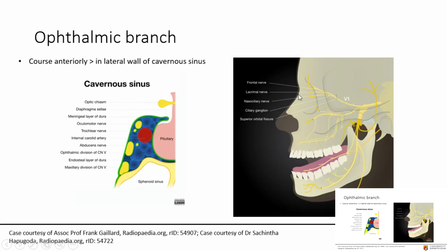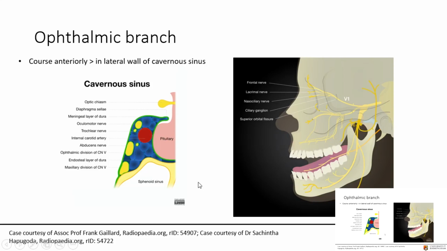So what is the course of the ophthalmic branch of the trigeminal nerve? This one will arise from the sensory root of the trigeminal ganglion, and then it goes anteriorly in the lateral wall of the cavernous sinus. So let's put this into context. In here we have the cavernous sinus.